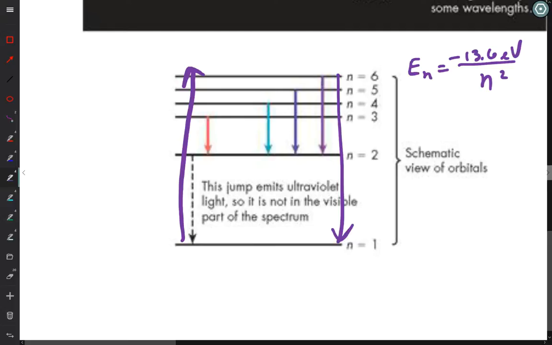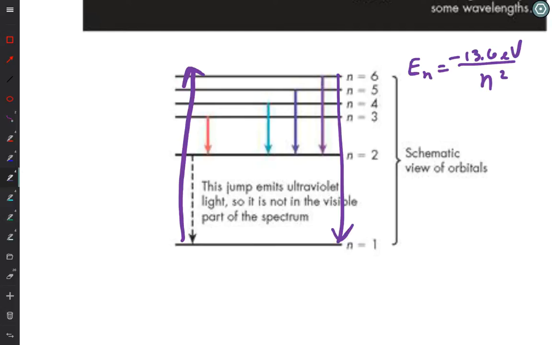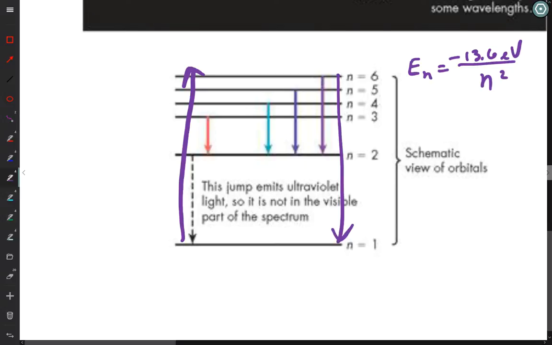The energy going from n equals 6 to n equals 1 is a higher energy, or a higher frequency, than what we can see with our eyes, so it's not visible. But if it goes from n equals 6 to n equals 2, then it gives us a violet light and we can see it. If it goes from n equals 5 to 2, 4 to 2, 3 to 2, those give us visible colors. If it goes from anything down to 1, even going from 2 to 1, that's still too much energy and we can't see it.